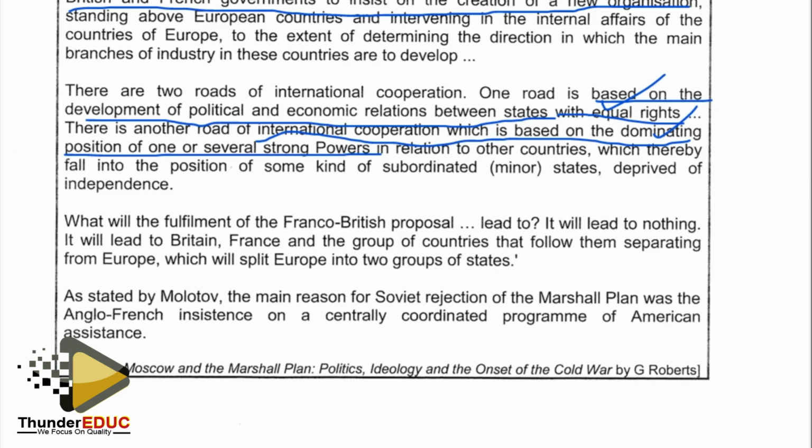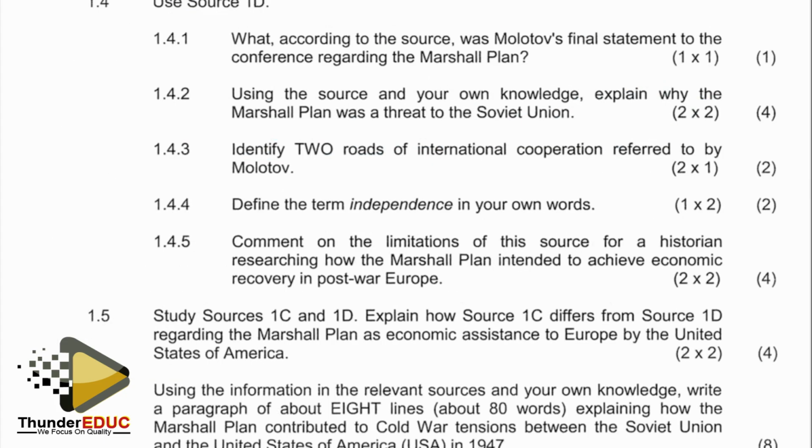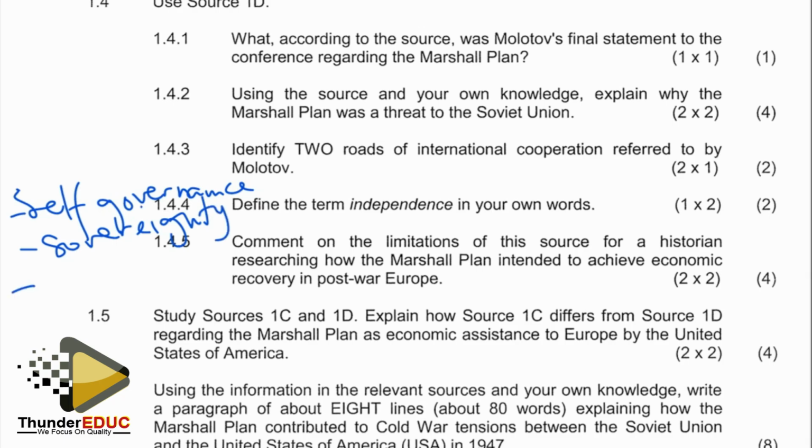Right, we move on to the next question. The next question is question number 1.4.4. Define the term independence in your own words. When you're trying to define a term in your own words, we are not referring to any source. You are using your own understanding of the concept of independence. So how can I define it here? I can define it as self-governance. In short, then you can further elaborate what self-governance is, or I can define it as sovereignty, or I can define it as a state of liberty, or I can define it as unconditional freedom.